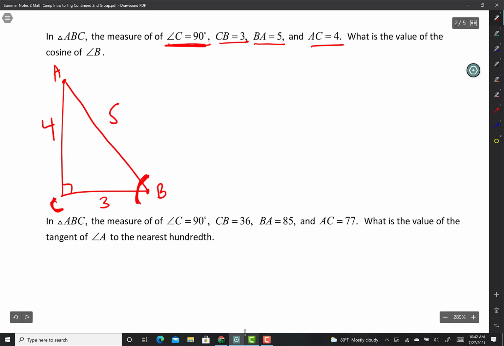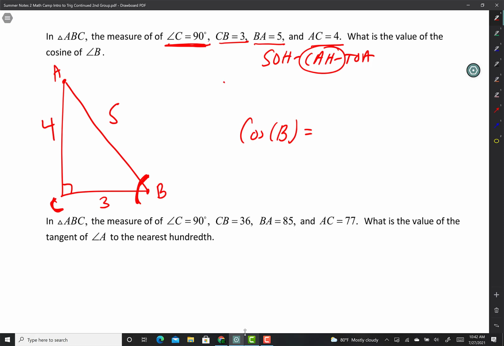So here's my angle. And I'm going to write SOHCAHTOA. And I'm looking at angle B. So I'm going to write cosine of angle B is equal to, cosine is adjacent over hypotenuse, 3 over 5. They don't really care about what value. It doesn't say nearest hundredths or nearest anything, so there it is. If it did say nearest thousandths or nearest hundredths, we would say 0.60. I'm not a big fan of that, but that's fine. It doesn't say that.